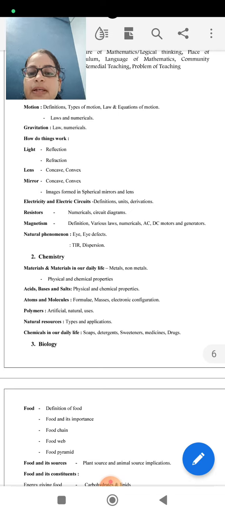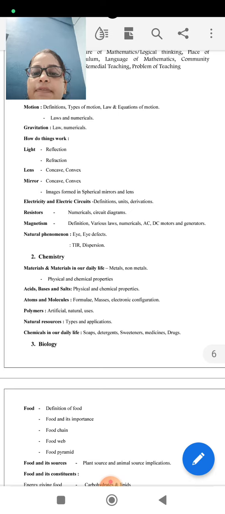Next, the second topic is acids, bases and salts. In this topic we are learning the physical and chemical properties of acids and bases, and how acids and bases react with water, and how acid and base react with each other. And we are learning about salts. In salts we have the preparation of some salts, and we have some uses of these salts also. This is also a simple chapter.